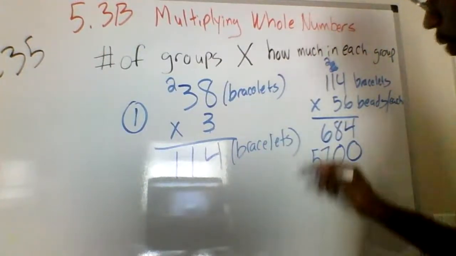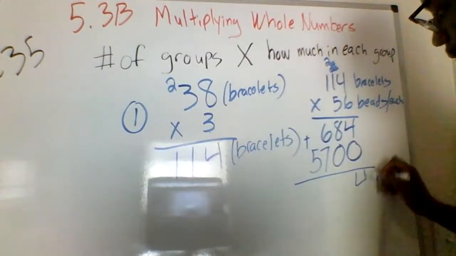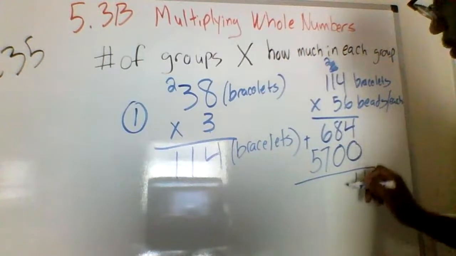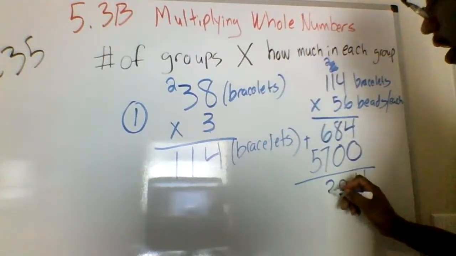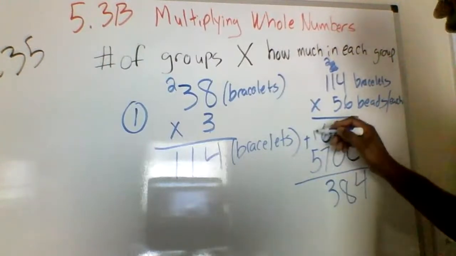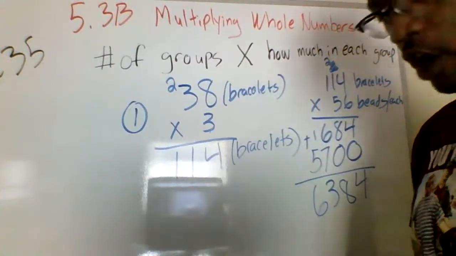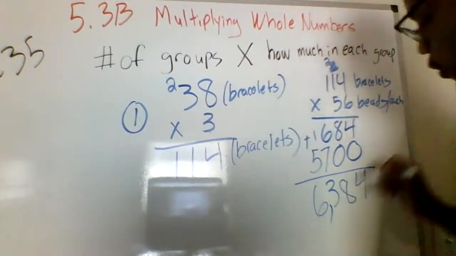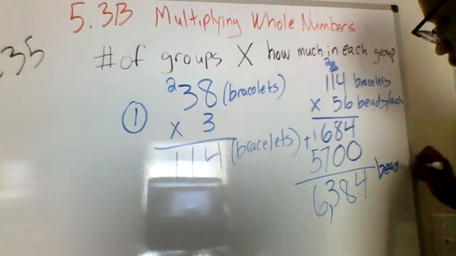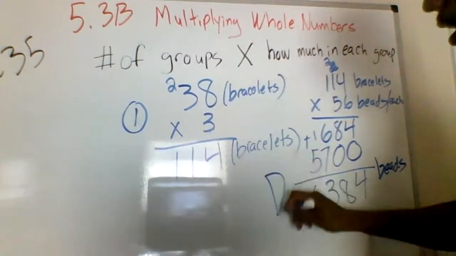All right? So when I add those together, 4 plus 0 is 4. 8 plus 0 is 8. 6 plus 7 is 13. That's a 3, carry a 1. And 1 plus 5 is 6. So in all, they're going to need 6,384 beads. Right? Which means the answer is, again, letter D.